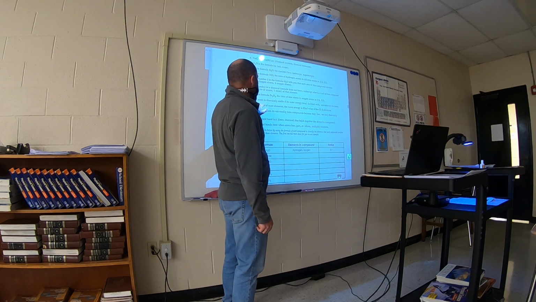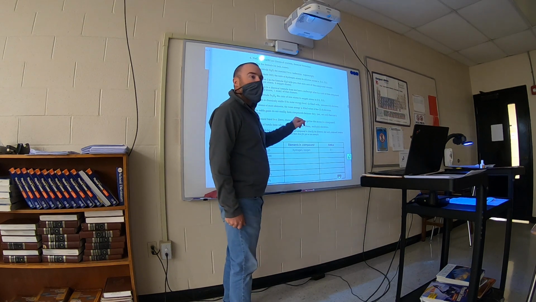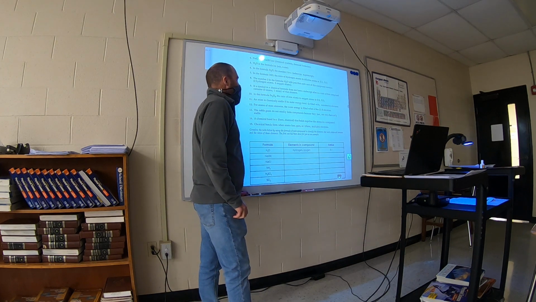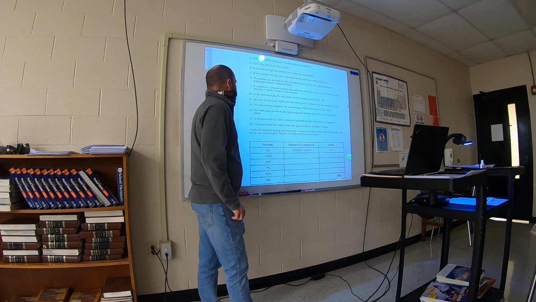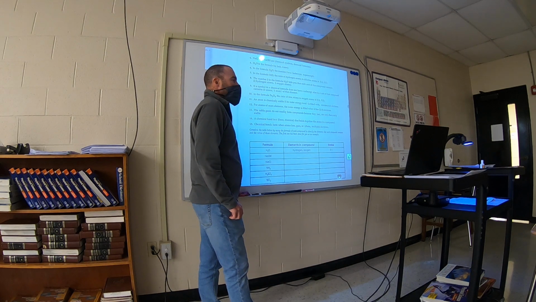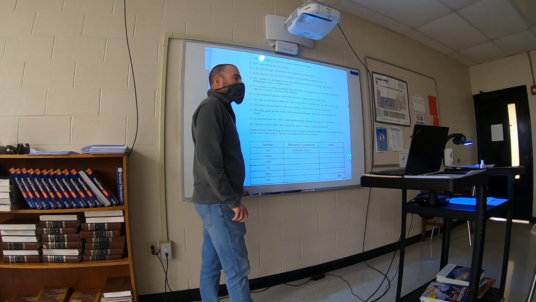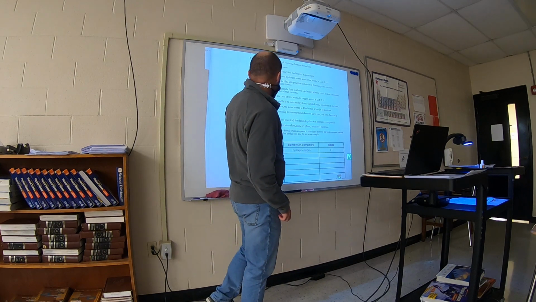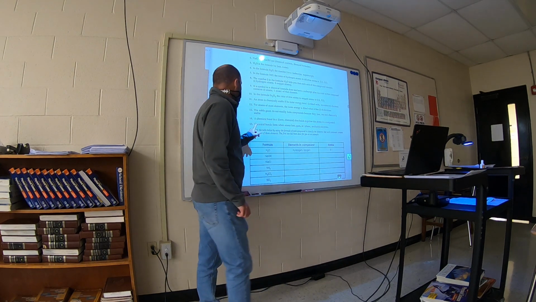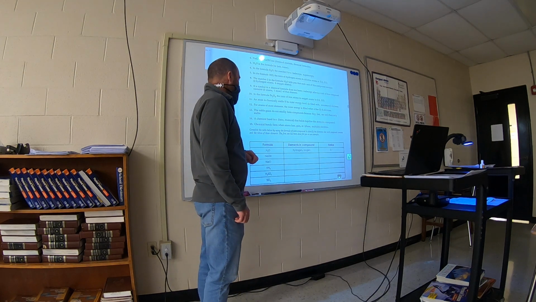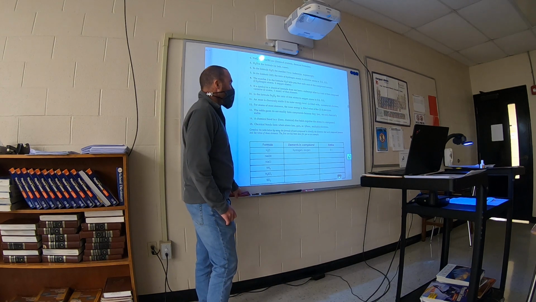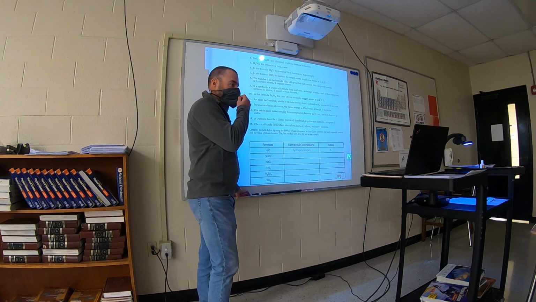An atom is chemically stable if its outer energy level is filled with electrons. Number 12, for atoms of most elements, the outer energy level is filled when it has 8. Number 13, the noble gases. Which group are the noble gases? The far right. Okay, group 18, because they are chemically stable. Number 14, a chemical bond is a force. Number 15, chemical bonds form when atoms lose, gain, or share electrons.